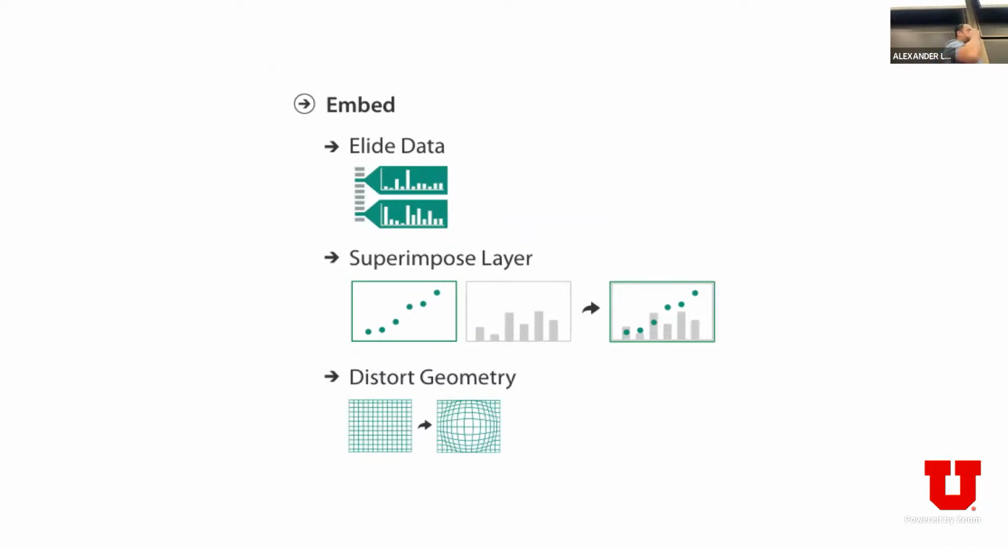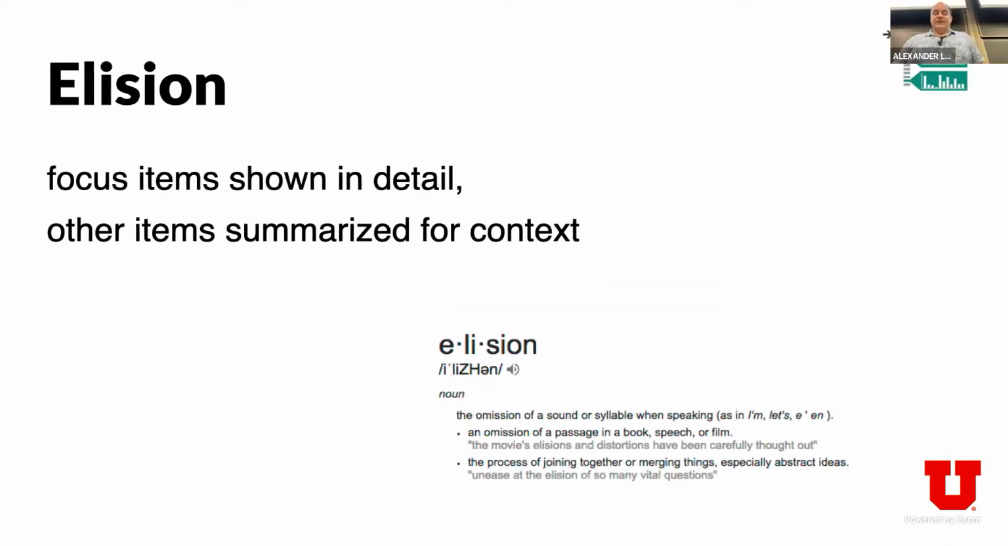And this is the classification that Tamara Munzner makes in her textbook. What are the different ways we could provide focus and context? The first one is elision, data elision. Then there are tooltips, superimposition, or distortion. And we'll look at those in some more detail.